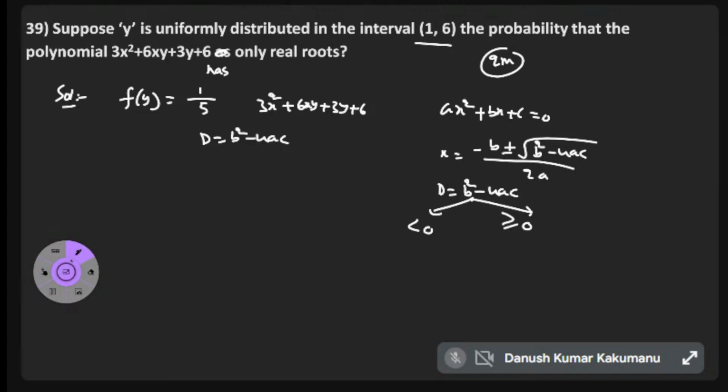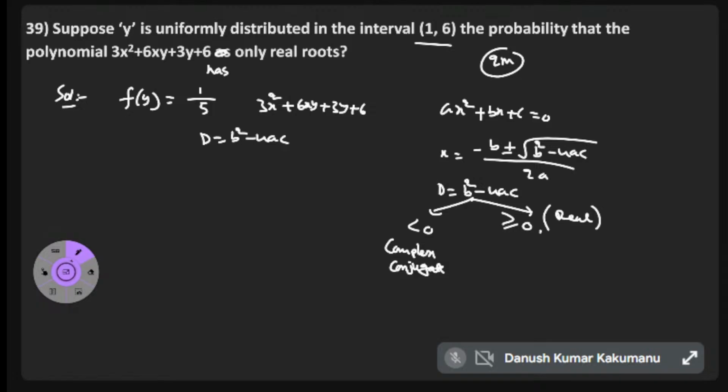Discriminant less than 0 means what is the nature of the roots? Complex conjugate. Yes or no? You are not responding. Yes. Discriminant greater than or equal to 0, what are the roots here? Real roots. Real roots. Yes or no?